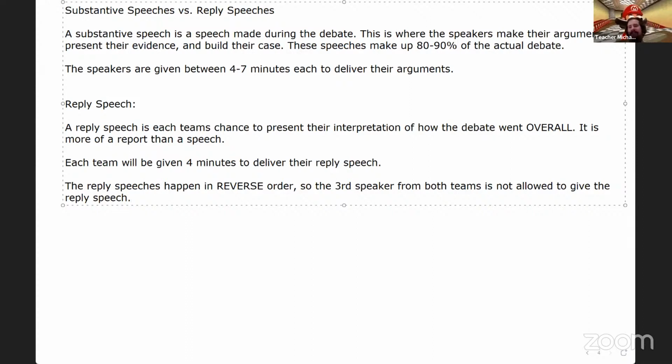Okay, so a reply speech is each team's chance to present their interpretation of how the debate went overall. So it's more of a report than a speech. What that means is that when the third speaker in the debate is delivering their summary, they should be sticking purely to the arguments raised during the debate.